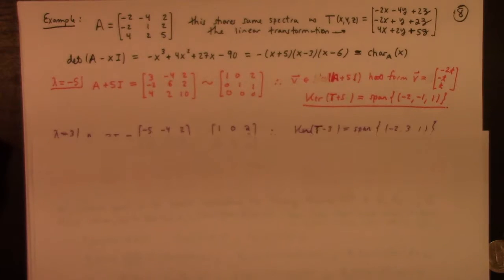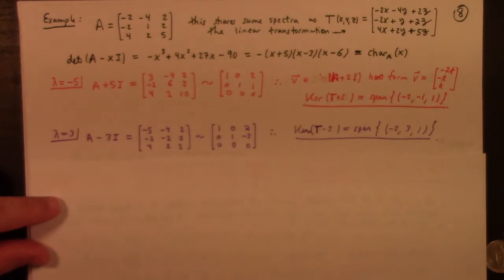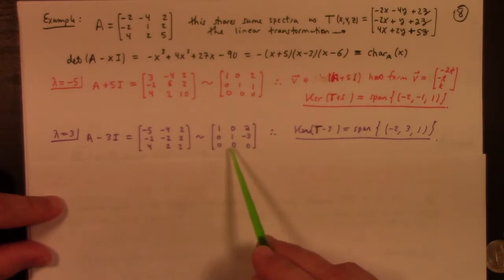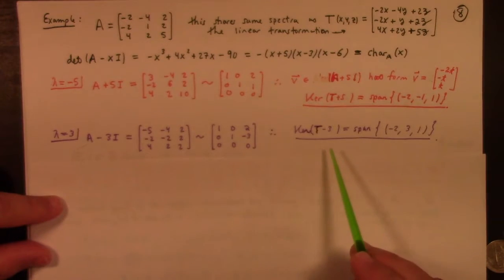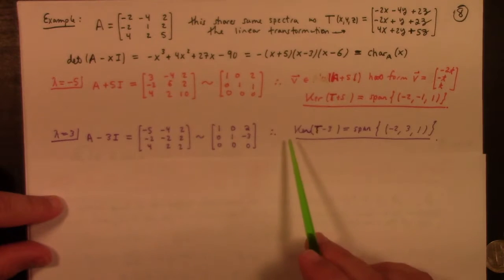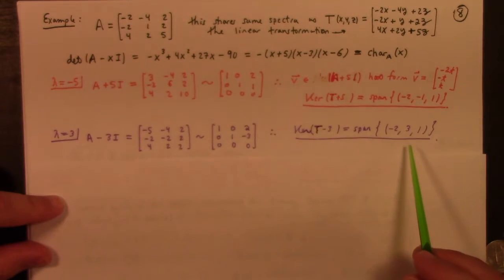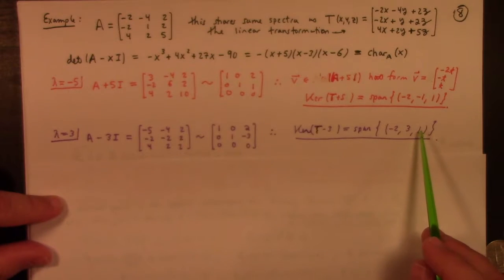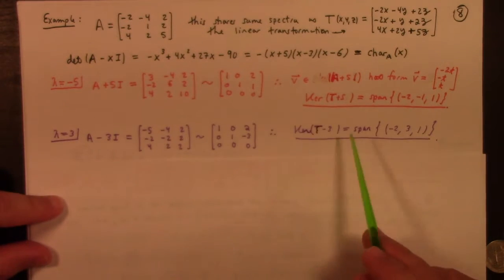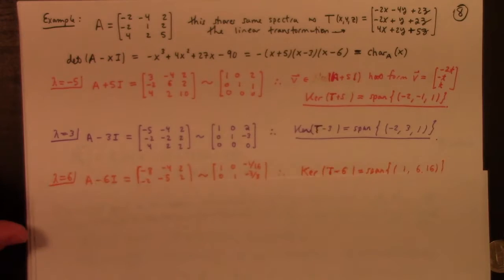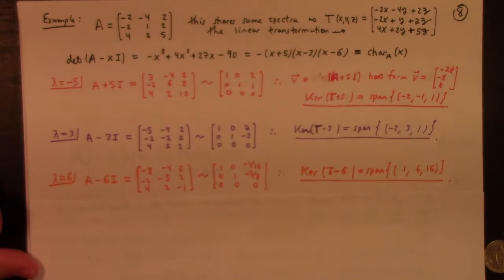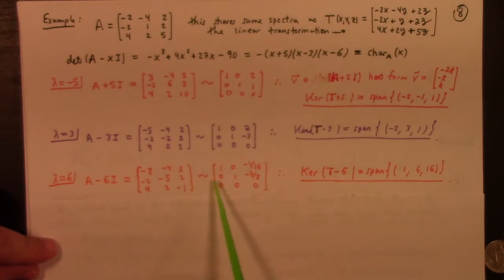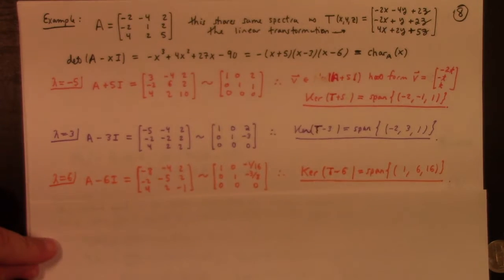Likewise, for 3, you can plug in a minus 3i, you get this matrix, you do row reduction, you get to that, and from that we can see we get this basis for the null space. It's minus 2, 3, 1. So there's your kernel of t minus 3i. For 6, we get 1, 6, 16 after we do the row reduction. All right.